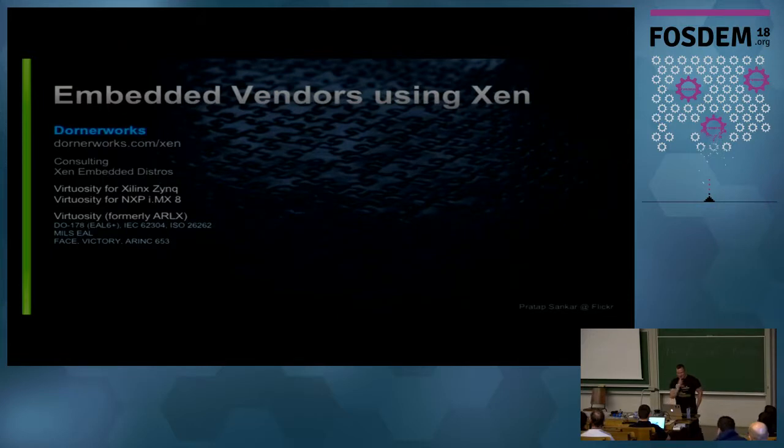One of the vendors we have is DornerWorks. They started out as a small consulting company in the US. They're now maintaining three Xen distros. They used to have different names, but they've rebranded them together. There's Virtuosity, and there's Virtuosity for NXP and for Xilinx. Their core Virtuosity product is actually safety certified to various different standards. It's quite a long list down there.